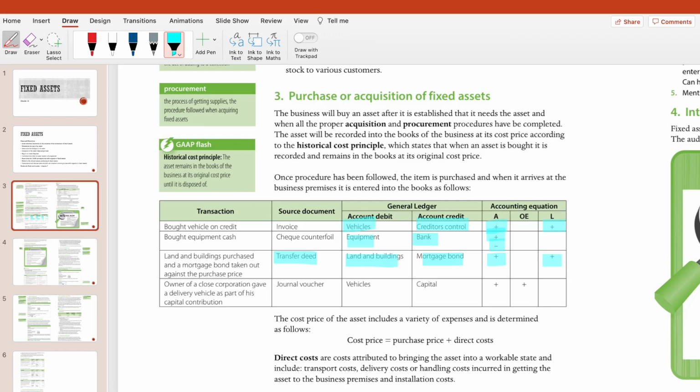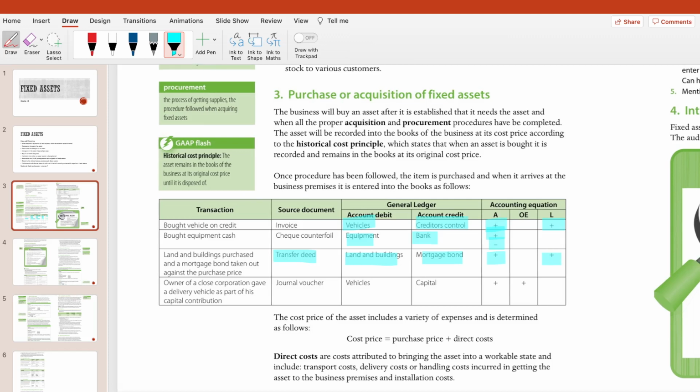The owner of a closed corporation gave a delivery vehicle as part of its capital contribution. That would be a journal voucher. Our vehicles will be debited and capital will be credited because the owner contributed the vehicle, and that is seen as capital. So our assets will increase and the owner's equity will increase as well.